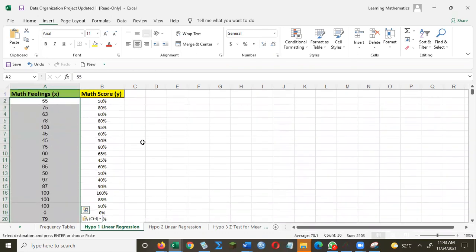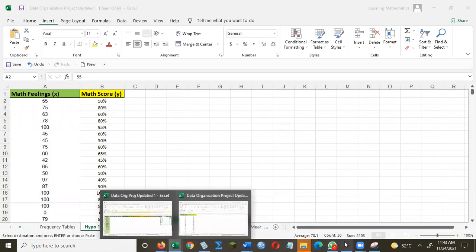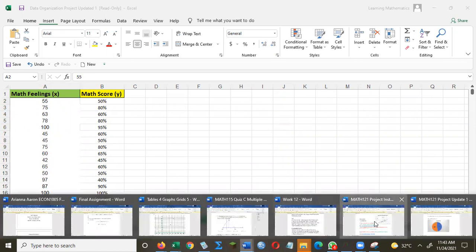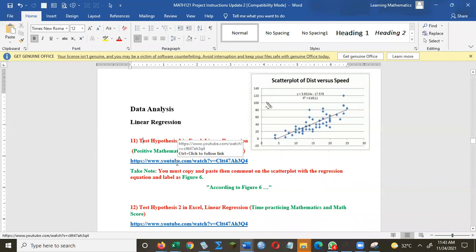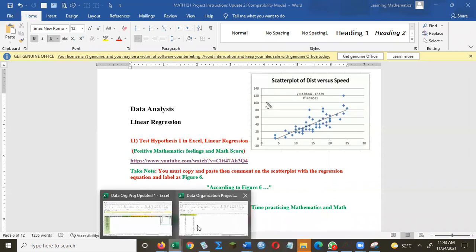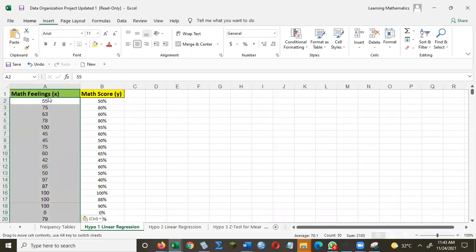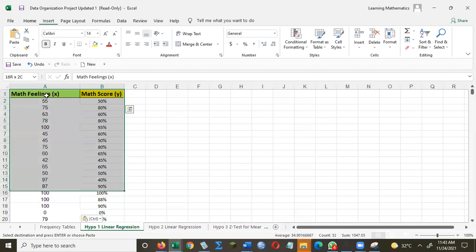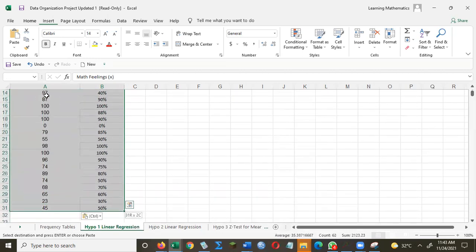Now let's see if I can remember how to do the linear regression. But you can just click on this YouTube video, control click, and then you get into the YouTube video. But let me see if I can remember. So I think you highlight both columns. Let's see, I don't know if you have to highlight, but let's highlight for precaution.